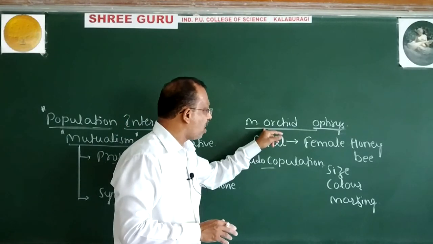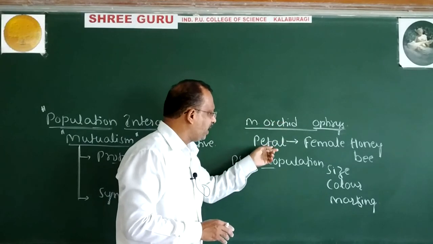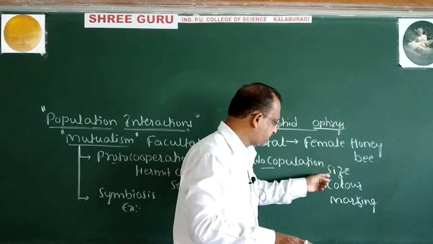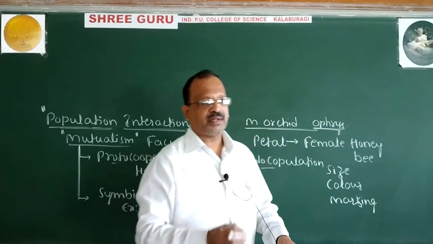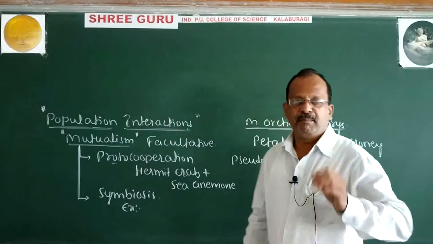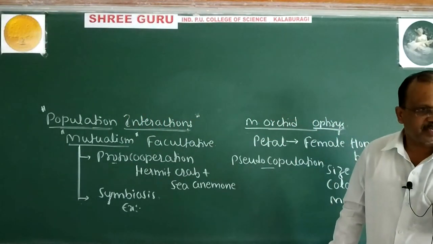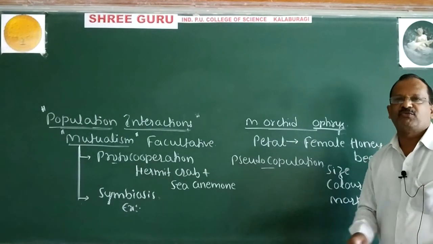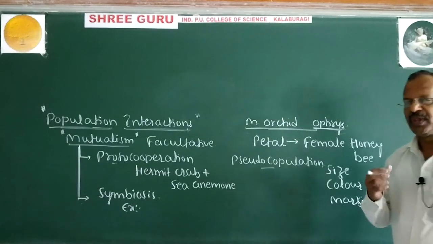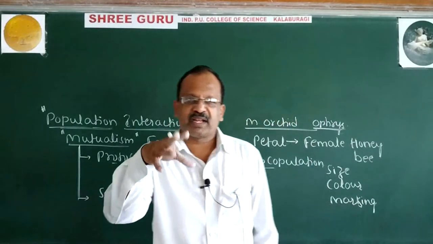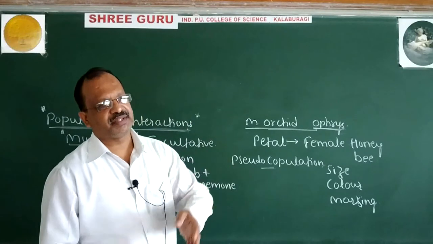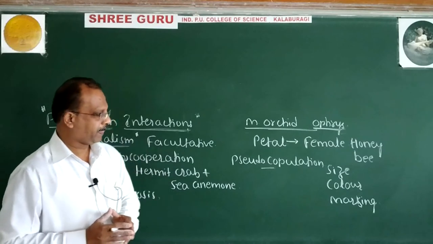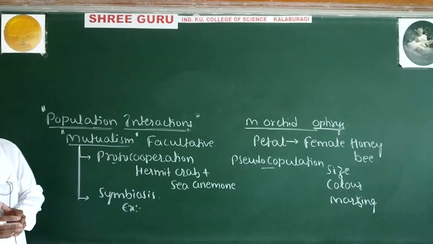In the Mediterranean orchid, one petal is modified into a female honeybee like in size, color and marking to attract male honeybees. Male honeybees get confused, thinking that it is a female honeybee, and will go for pseudo copulation. During pseudo copulation, pollen grains are dusted. When it visits another orchid, it will bring cross pollination. That ends mutualism.